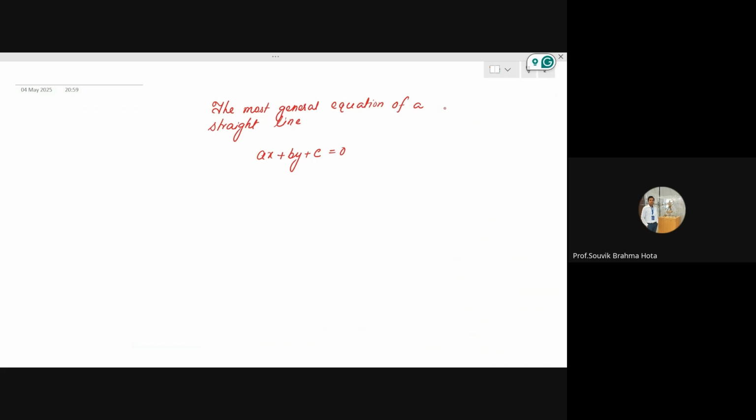now here, if a is 0, then this equation becomes by plus c is equal to 0. Therefore y is equal to minus c by b. And if I write b is equal to 0, then you will get ax plus c is equal to 0. Therefore x is equal to minus c by a. These are the two things you can understand.